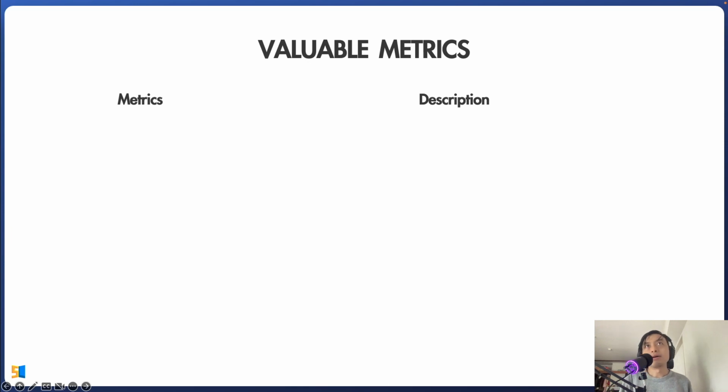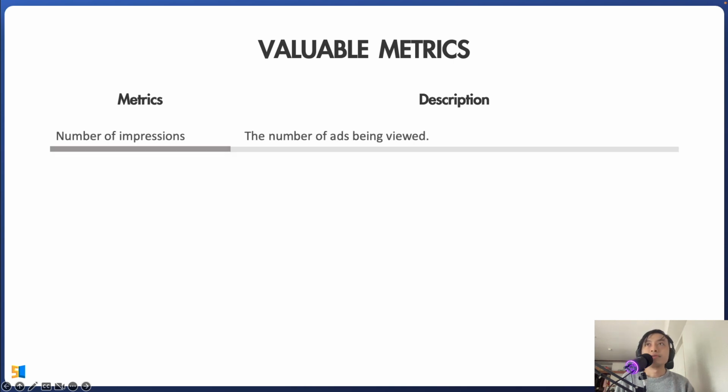Now let's talk about valuable metrics. These are valuable metrics that need to be captured by companies so they can analyze the data and make the next adjustments. The first metric is number of impressions. Impressions basically means the number of ads being viewed. How many people view these ads?